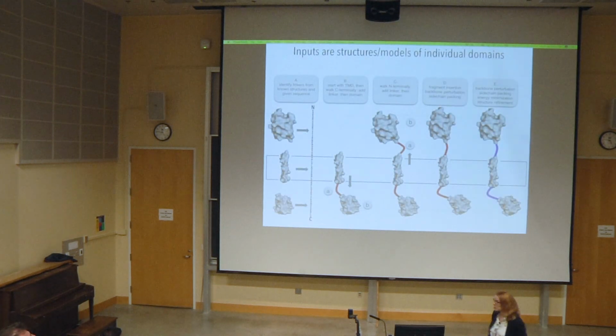All right, so the way this works is the following. Your inputs are structures or models of the individual domains: the membrane domain, the extracellular domain, the intracellular domain. You have the sequence available of the full-length construct. You start out with the structure in the membrane. You add residues towards the C-terminus. You add the C-terminal domain. You add residues towards the N-terminus, like the linker regions, and you add the N-terminal domain.